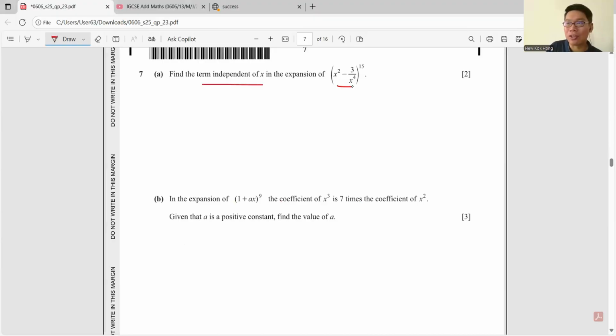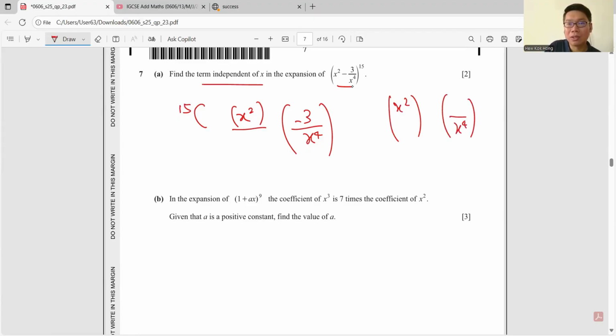Question 7, find the term independent of x for these. We need to use the shortcut method. So we have 15C something. Then your x squared must be to the power of something, and then minus 3 over x to the power 4 needs to be to the power of something. These 2 powers of x have different powers. So that's why we need to see which combo can give you this. If it's 15, 0, confirm it's impossible.